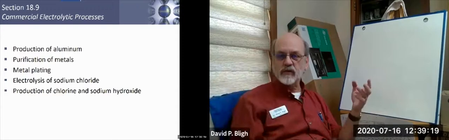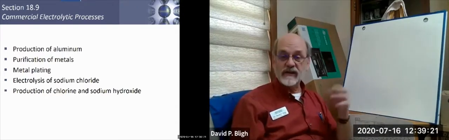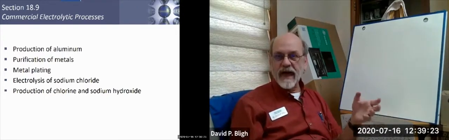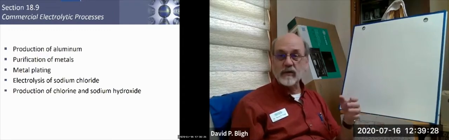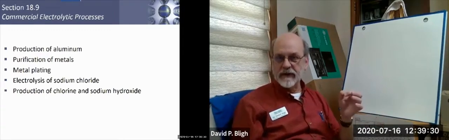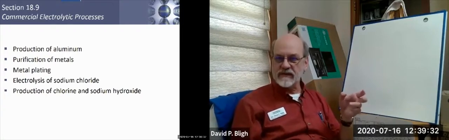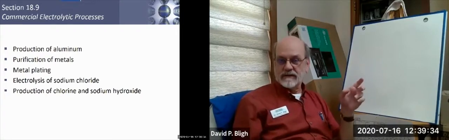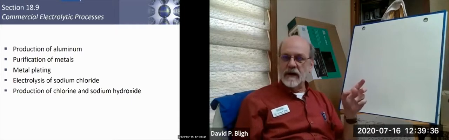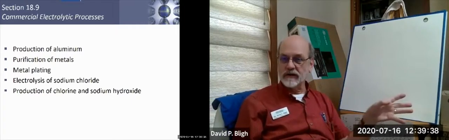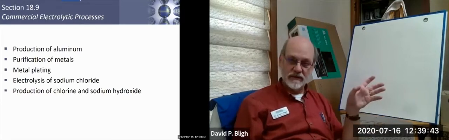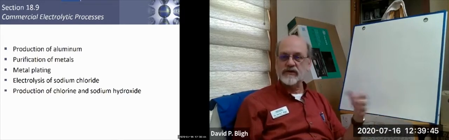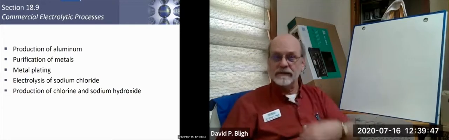But the process was so laborious and expensive that for the longest time, aluminum was more valuable than gold. That's why, to impress his guests, Louis XIV, instead of bringing out gold utensils for the banquet, would bring out aluminum utensils, which was a sign of his power and wealth.